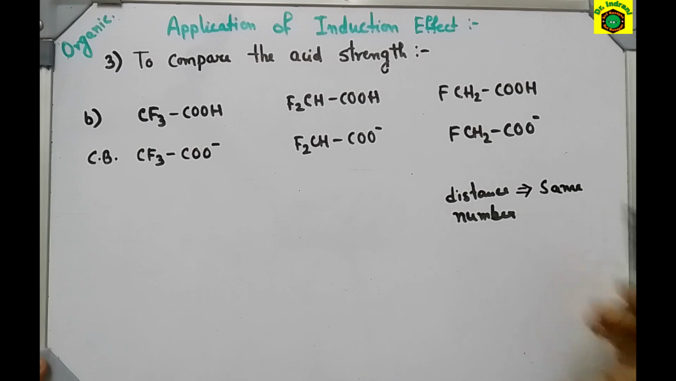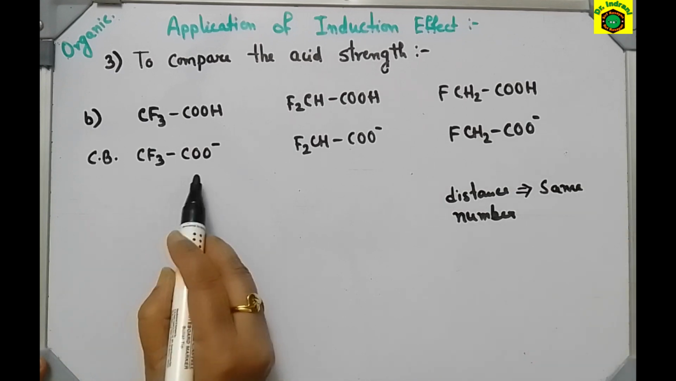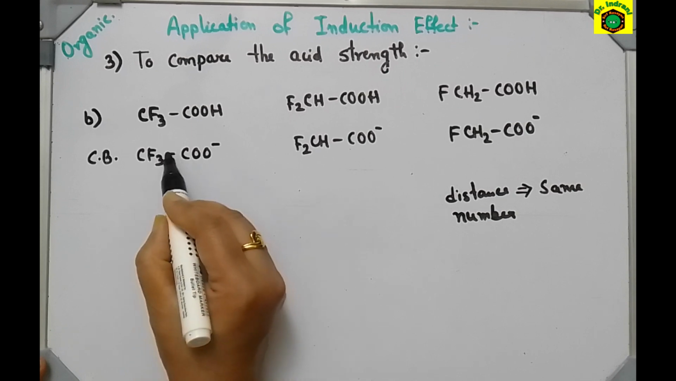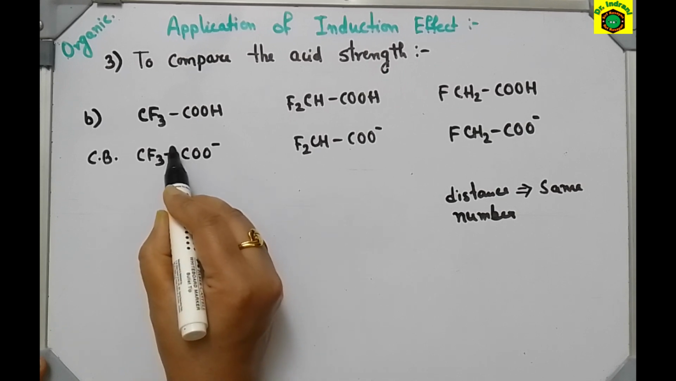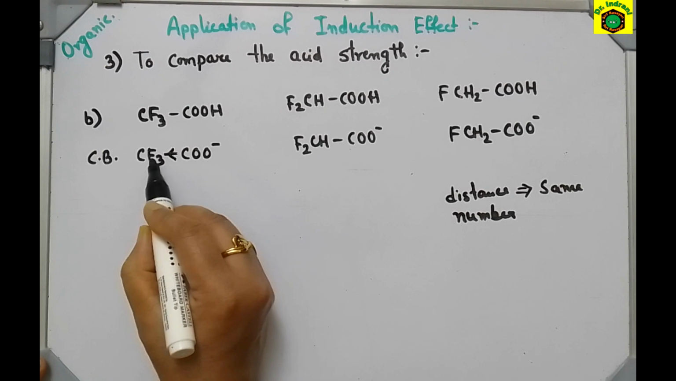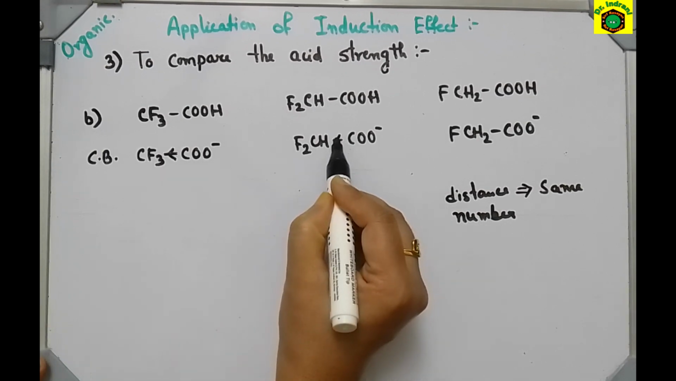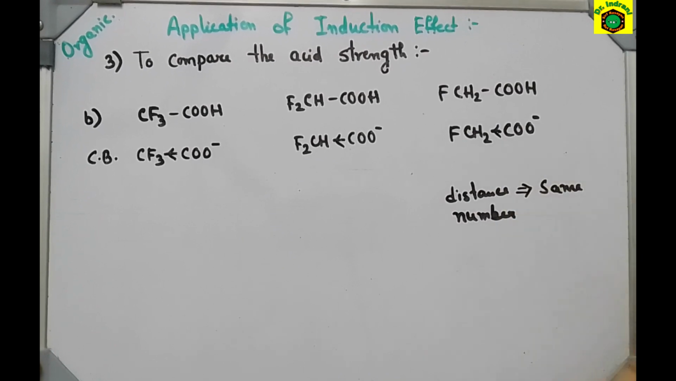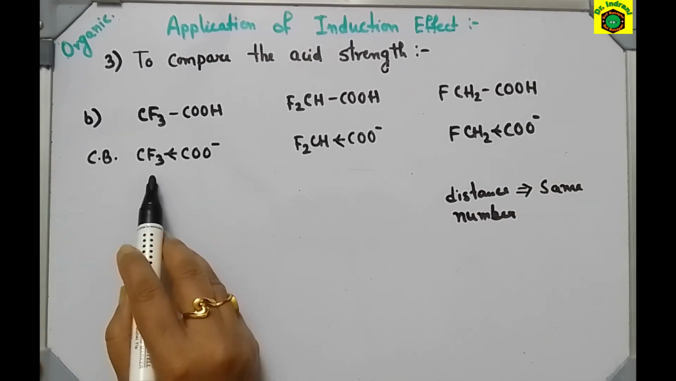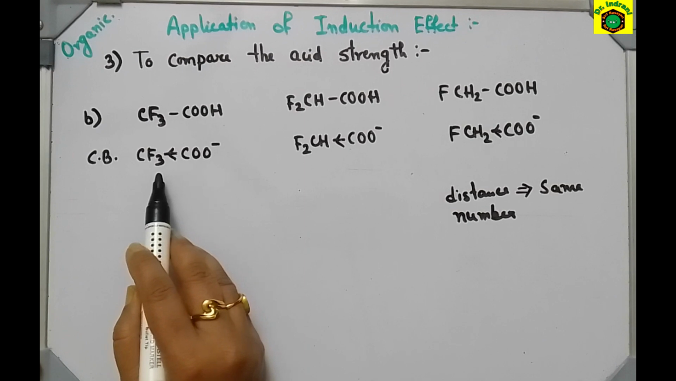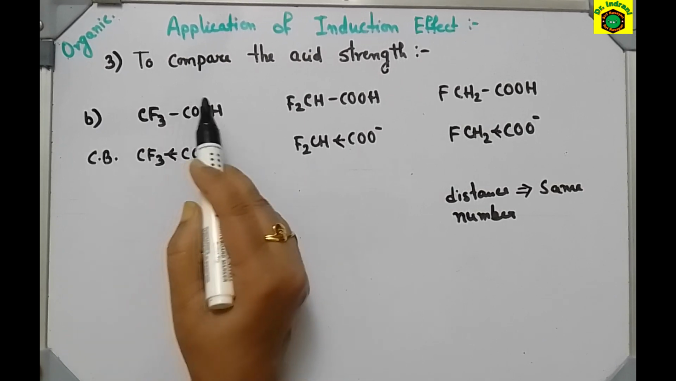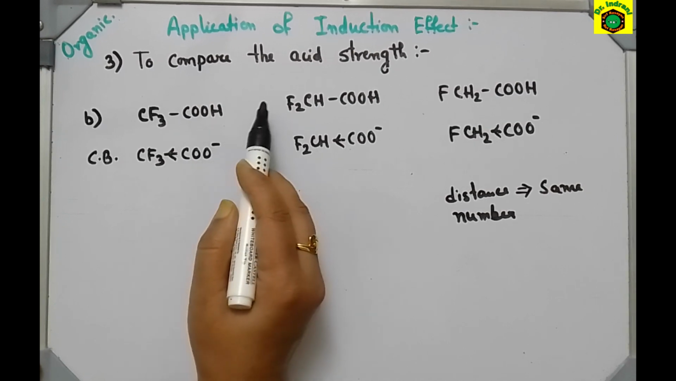But number wise, here it is having the maximum number of groups having minus I effect. So a group having minus I effect, what will happen? It will pull electron density towards itself. It will also pull electron density towards itself. But since here the number is more, the pulling effect will be more here. So the anion is more stable. So the corresponding acid is most acidic.